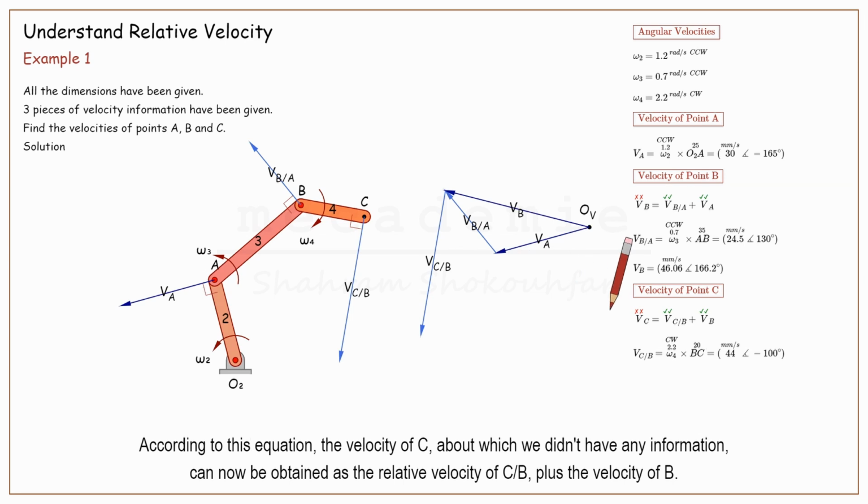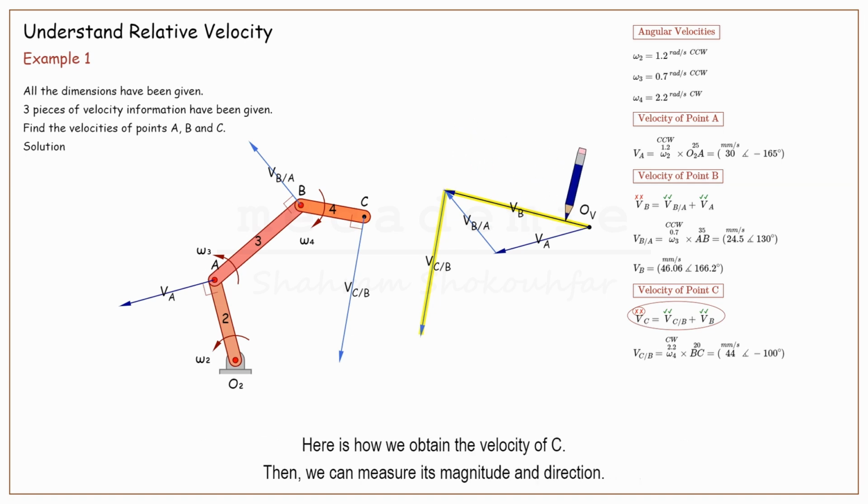According to this equation, the velocity of C, about which we didn't have any information, can now be obtained as the relative velocity of C with respect to B plus the velocity of B. Here is how we obtain the velocity of C. Then we can measure its magnitude and direction.